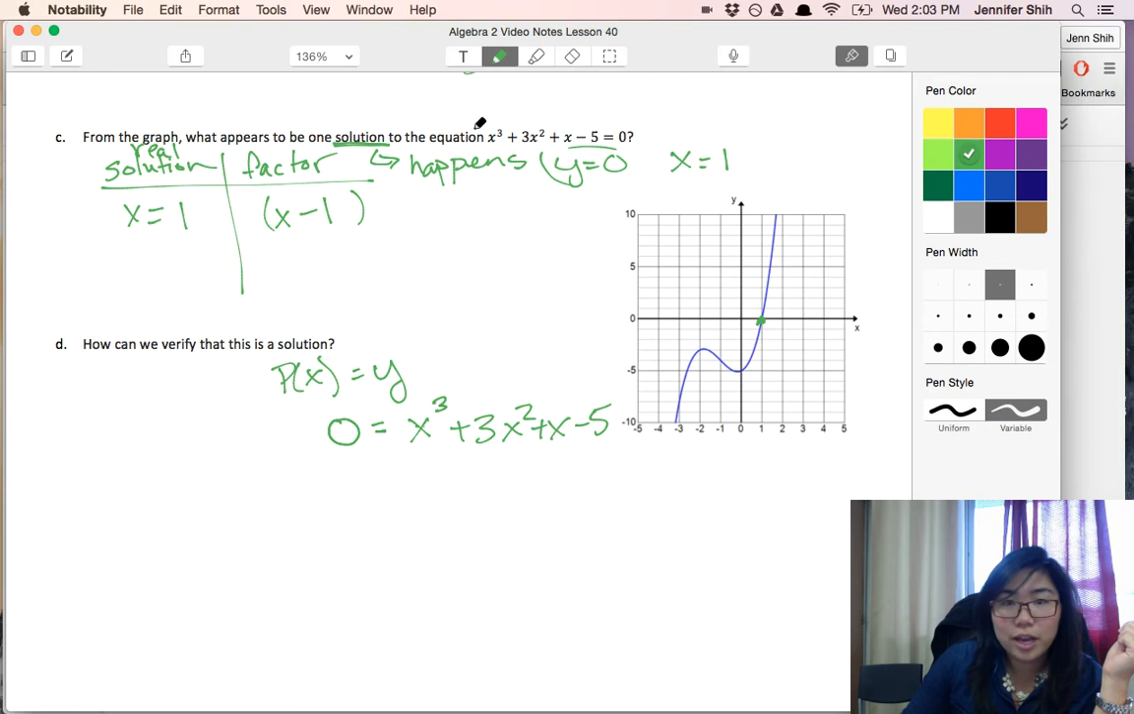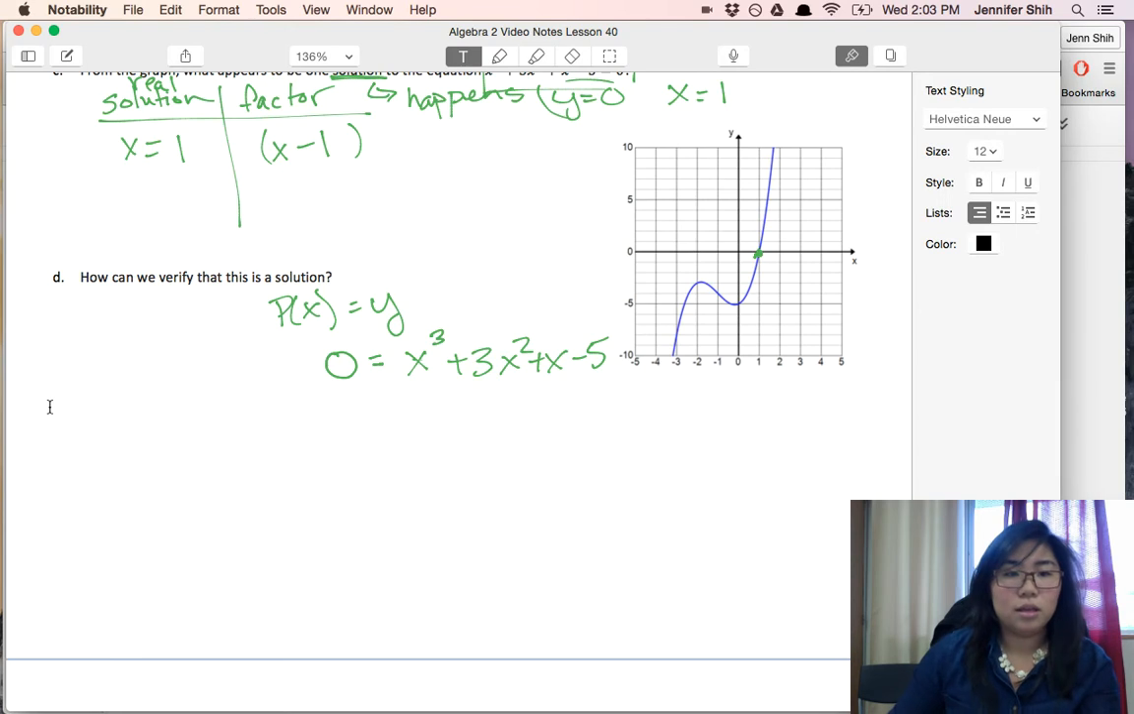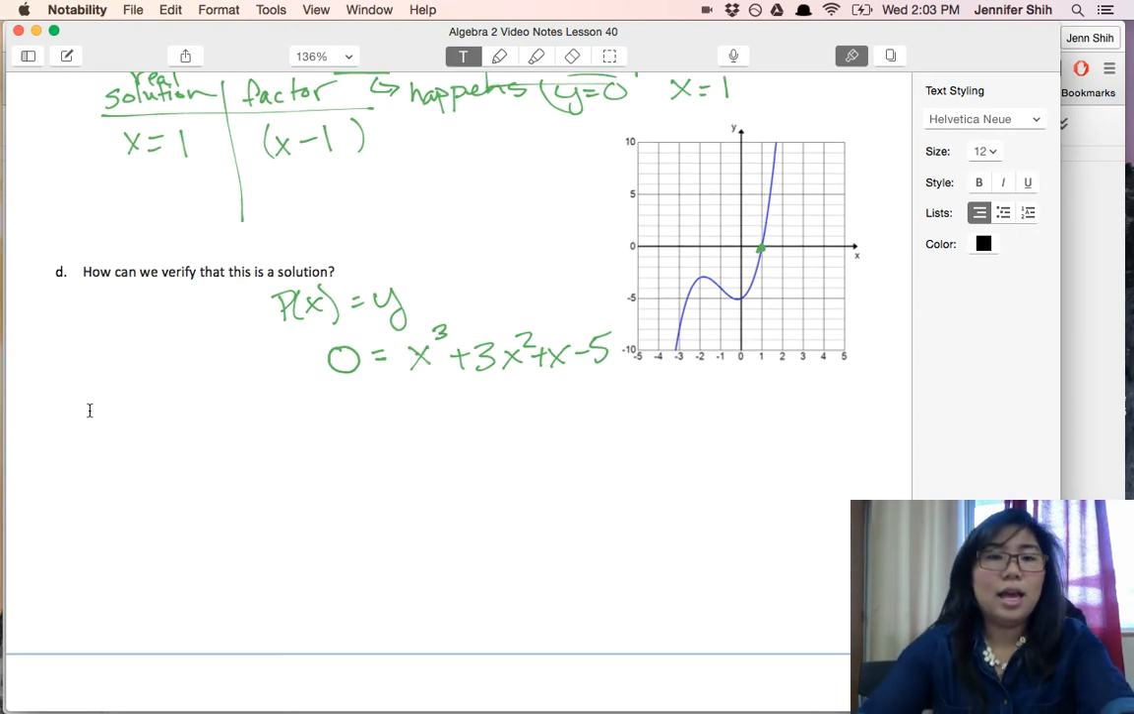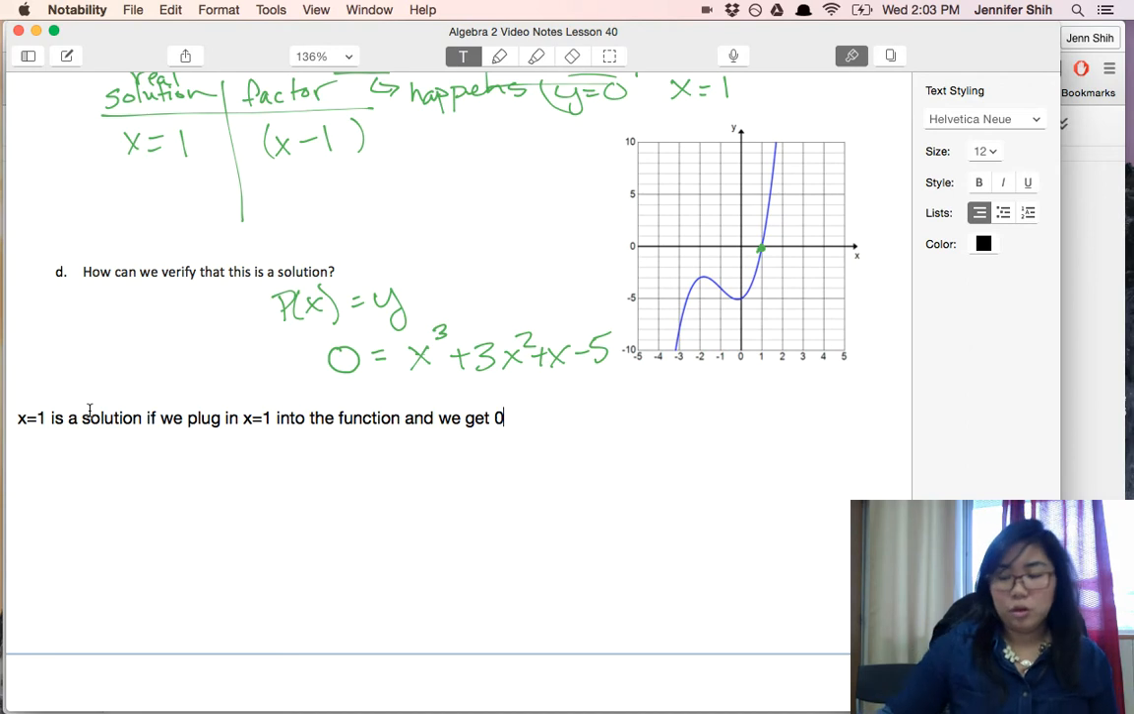All right, so they actually gave us this equation already. Let's evaluate this equation at 1 to see if it is indeed equal to 0. So it is a solution. I'll write that. X is equal to 1 is a solution if we plug in x is equal to 1 into the function and we get 0.